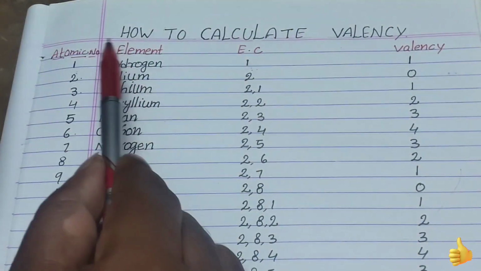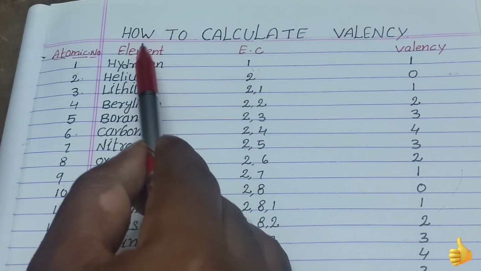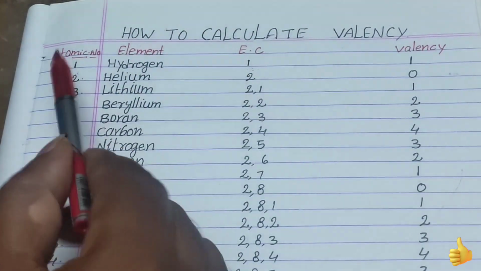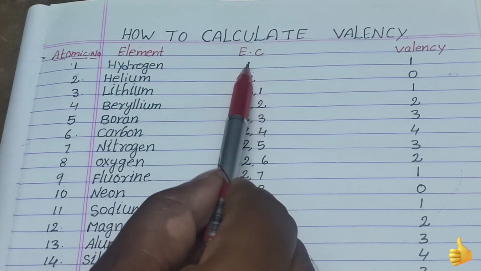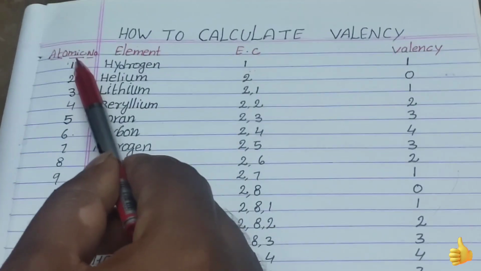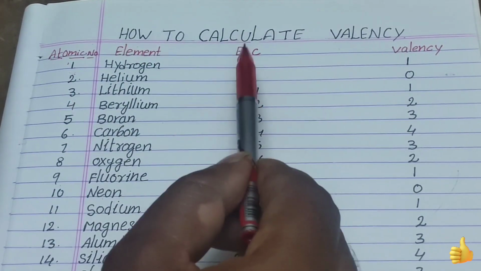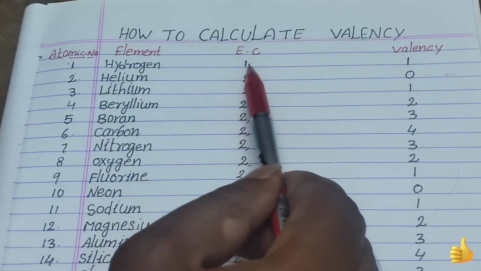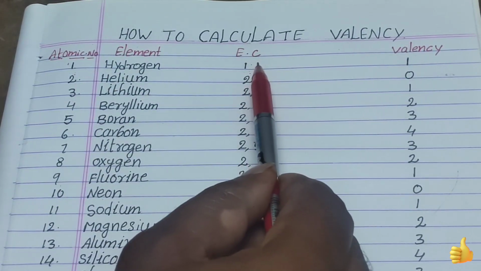Hi students, today in this video I will explain how to calculate the valency. For the calculation of valency, here I am taking 4 columns: one is the atomic number, then element, electronic configuration, and valency. Atomic number means the number of protons, and electronic configuration means the distribution of electrons into different shells and subshells, until the atomic number is equal to the electronic configuration.